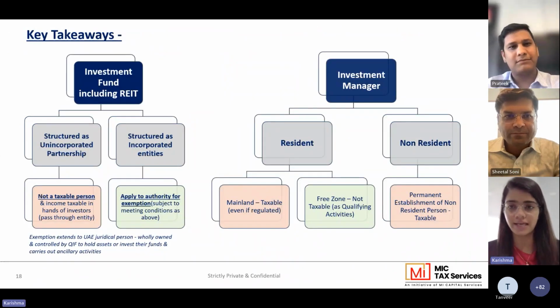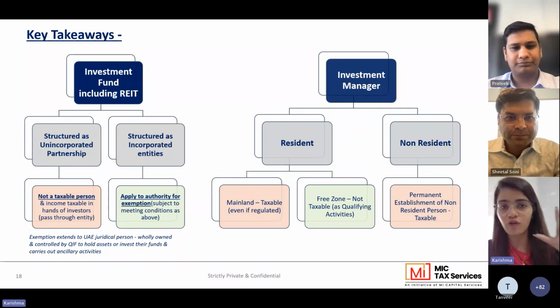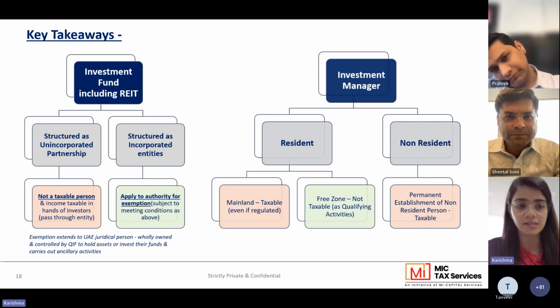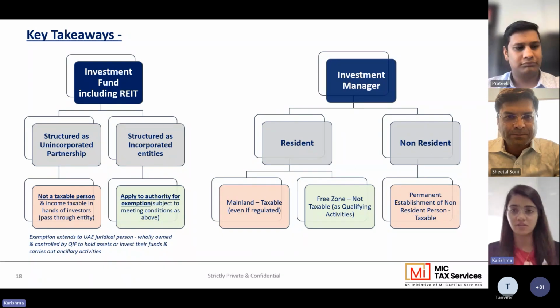Now, to summarize the entire presentation as explained by Pratik sir and by me, it covers the investment fund, including the REITs, as well as the investment manager. If you're an investment fund, including a REIT, structured as an unincorporated partnership, then you definitely won't fall under the exemption category explained earlier. You will by default be a taxable person, but the taxable income will be taxed in the hands of the investors, not in the hands of the investment fund. The investor could be taxable as it will be a pass-through entity.